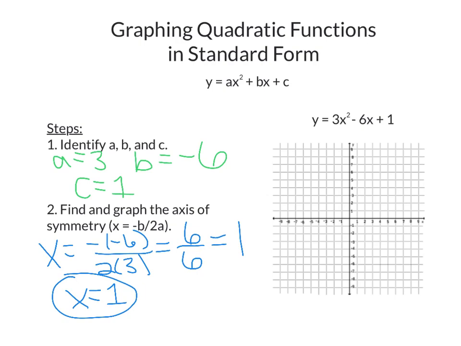Remember, a line in the form x equals a constant is a vertical line. So I'm going to go to my x-axis, find 1, and draw a vertical line going straight up and down. Please take a moment to pause this video and record this example thus far in your notes.